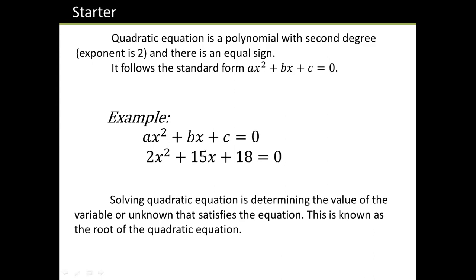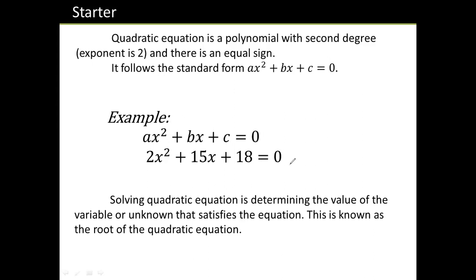Now, to solve quadratic equation is that we find a number that will satisfy the equation, and we call that number the root of the quadratic equation. Now, what do we mean by the root? Take note, that is the value of the unknown, and it should satisfy the equation. What do we mean by satisfy the equation? We said that a quadratic equation will be ax squared plus bx plus c equals 0.